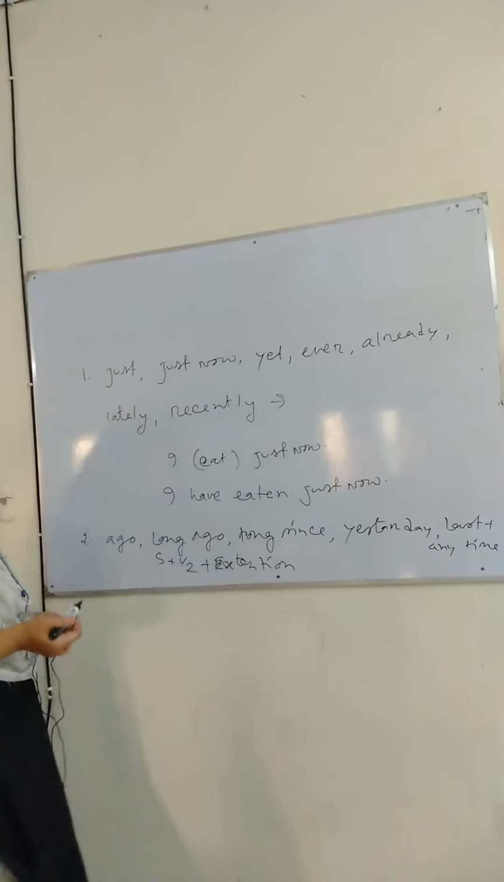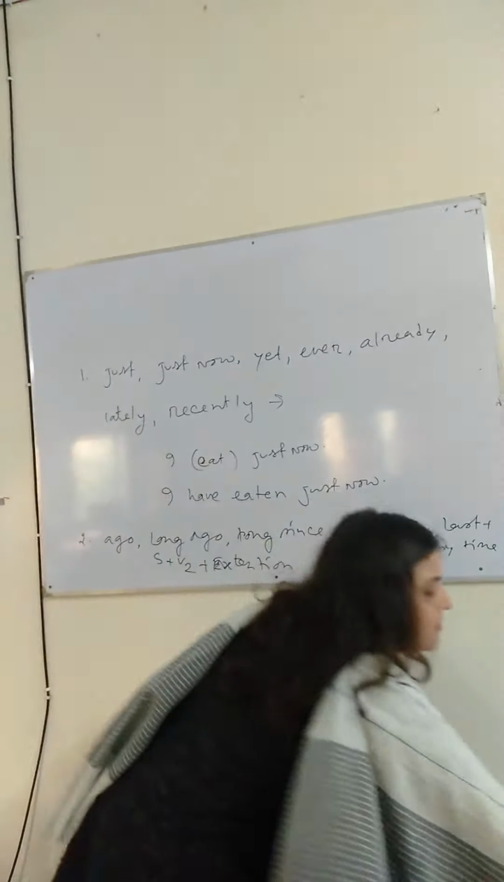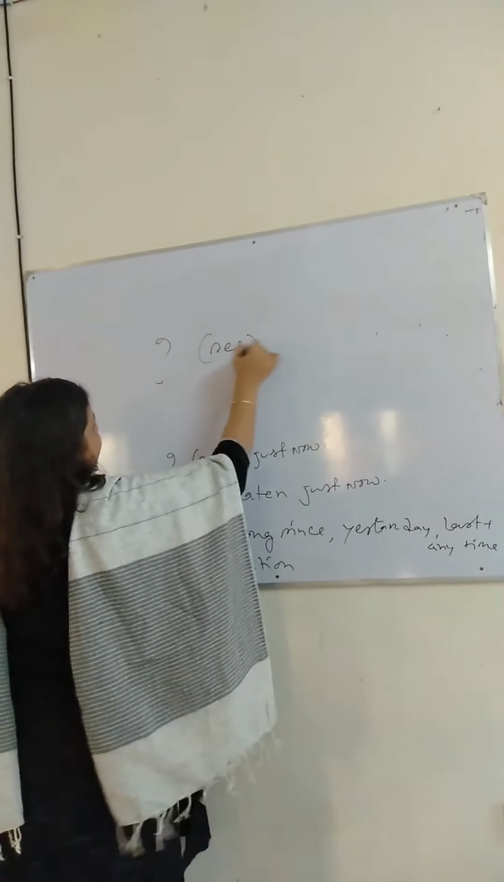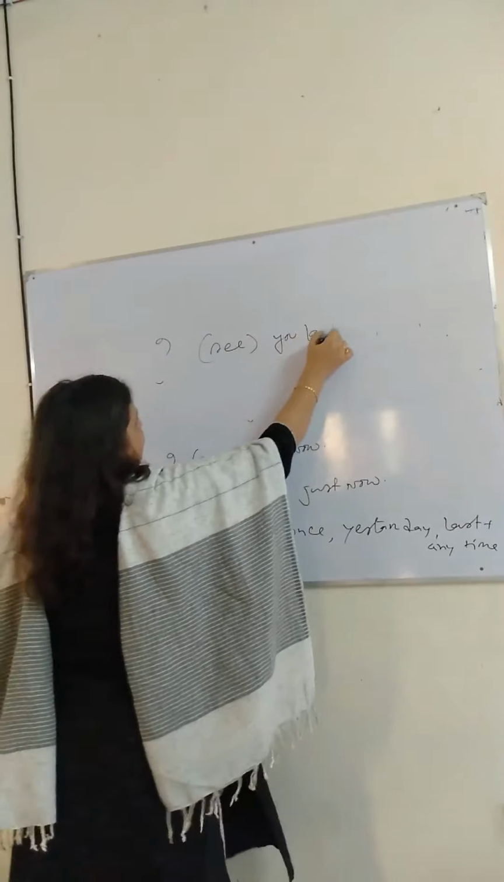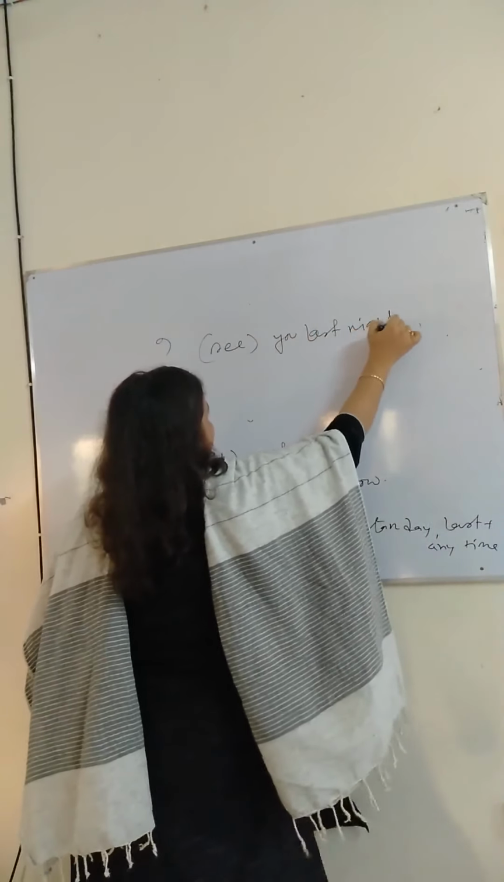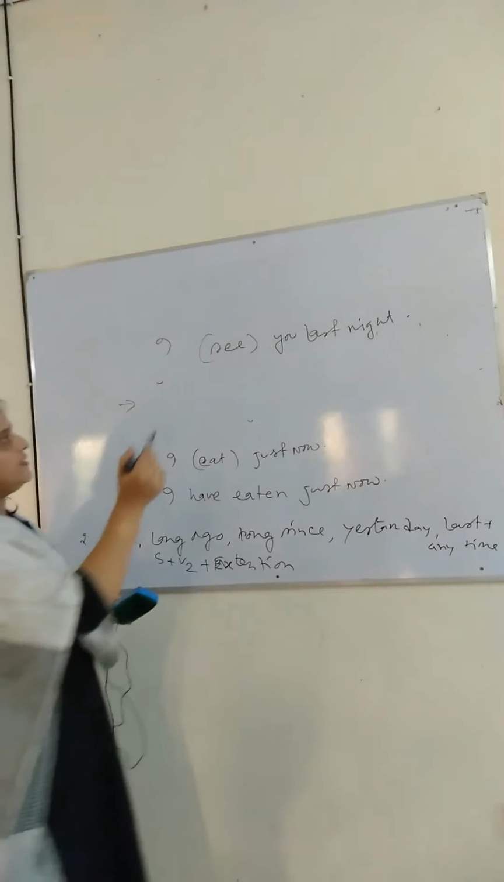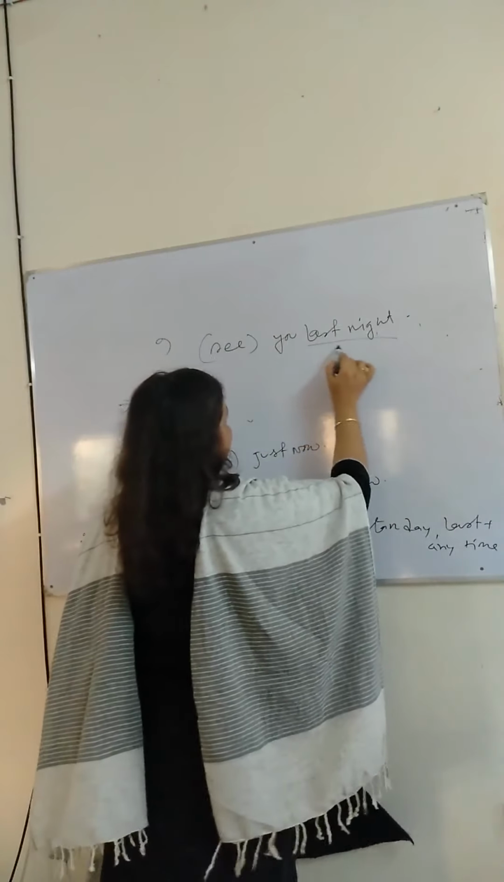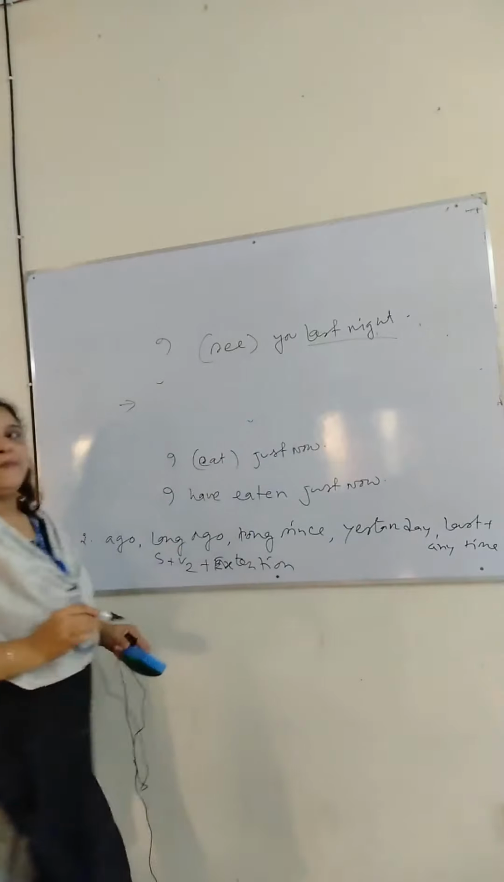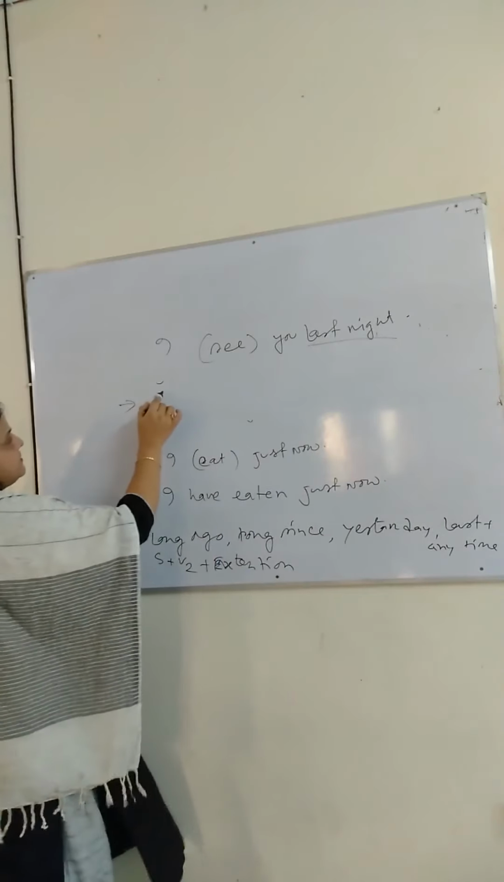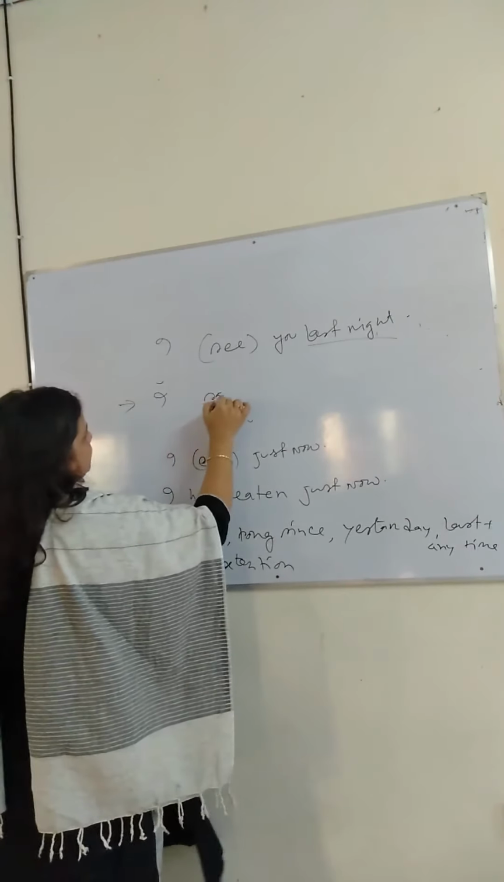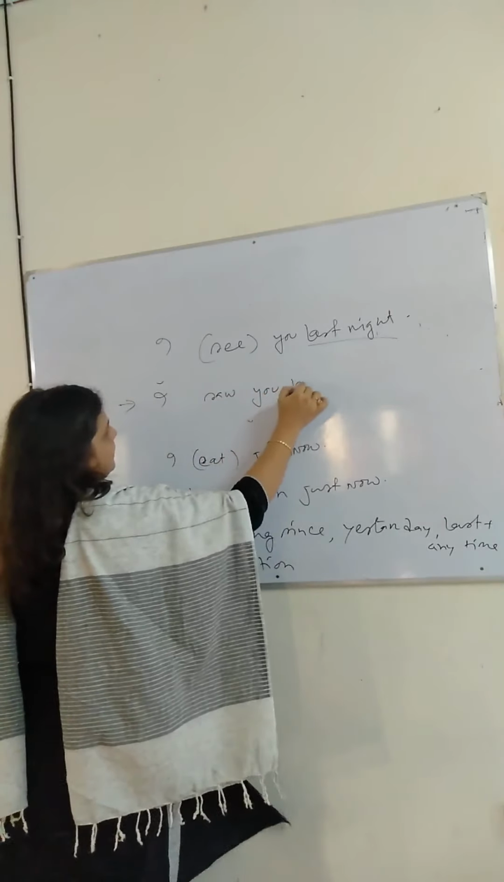So I am going to give you an example. See, I see you last night. See the example. Here there is a word like last night, so we should make it past indefinite tense. I should write it this way: I saw you last night.